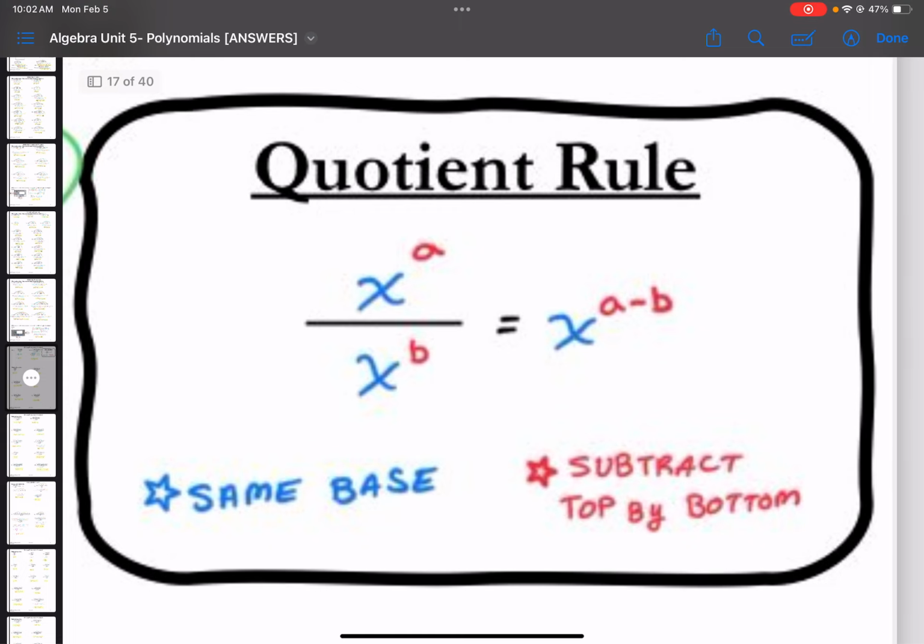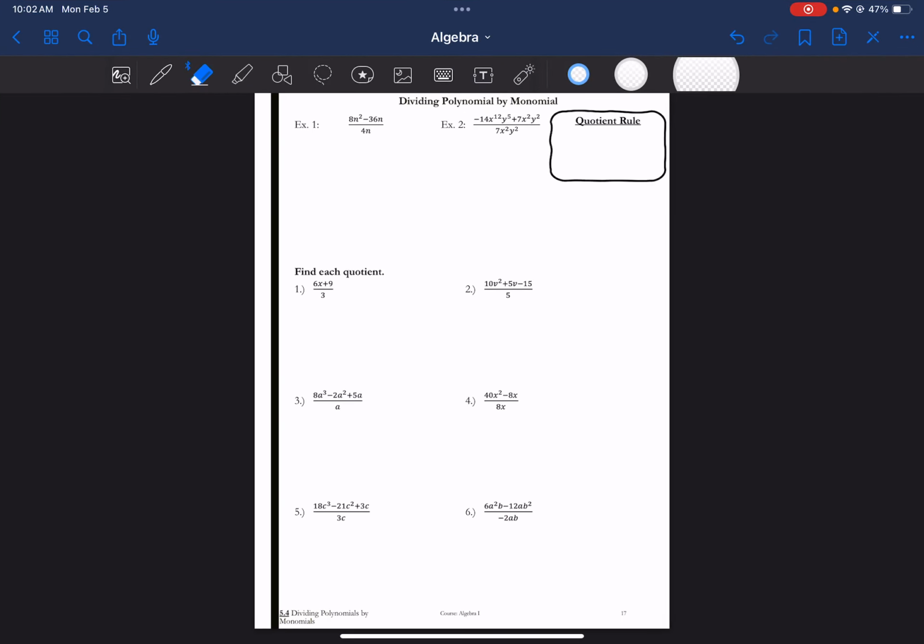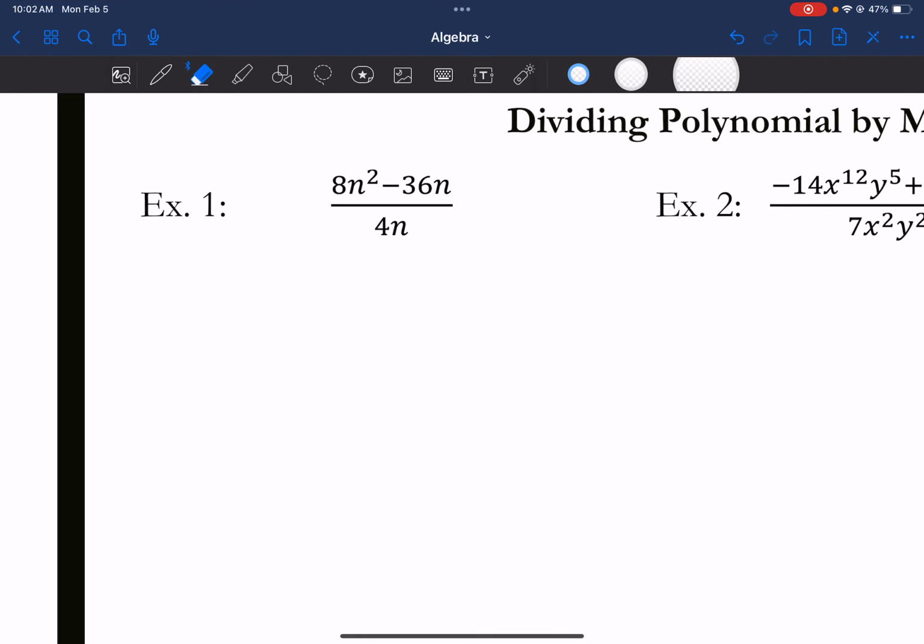Go ahead and pause this. You could take these notes. And let's do example number 1. I'm going to show you 2 different ways that you can set up your notes to make it easier for you. If you have colors, it's even better so you can see it visually, or you can use your pencil. You can circle it, and you can see it's 8n squared divided by 4n.